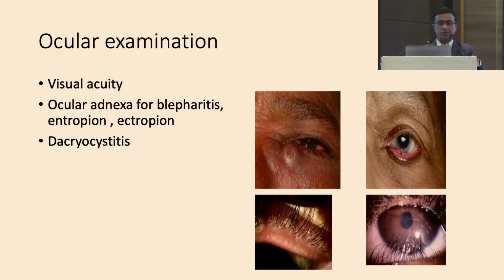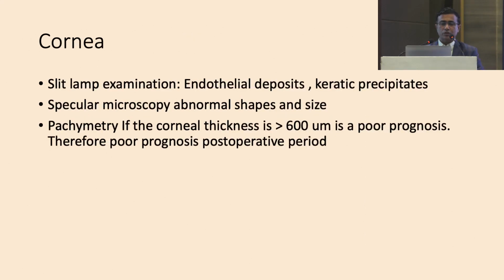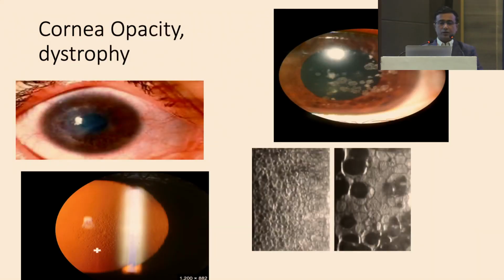These things should be seen clearly. If the patient has got acute dacryocystitis or ectropion, they should be corrected before you take these patients for surgery. Slit lamp examination is of prime importance while you perform cataract surgery, because they may have some endothelial deposits, keratic precipitates, and corneal opacities.